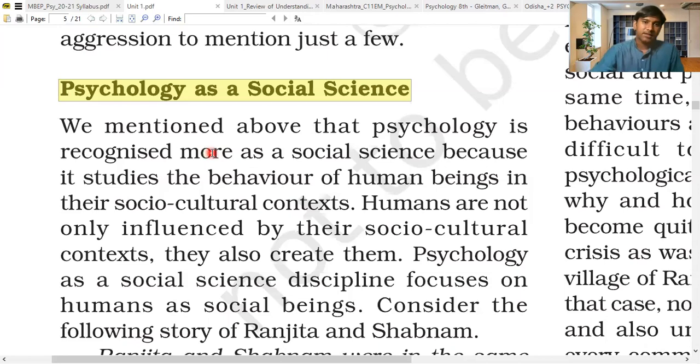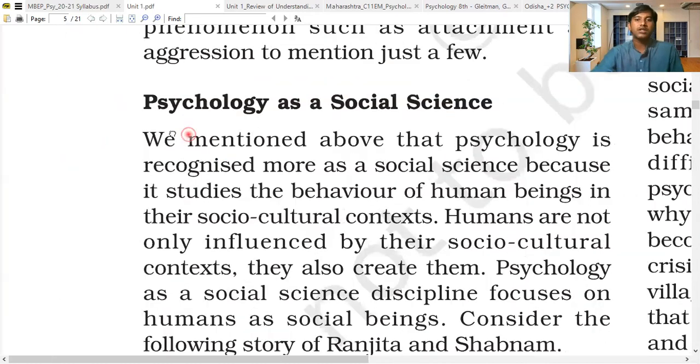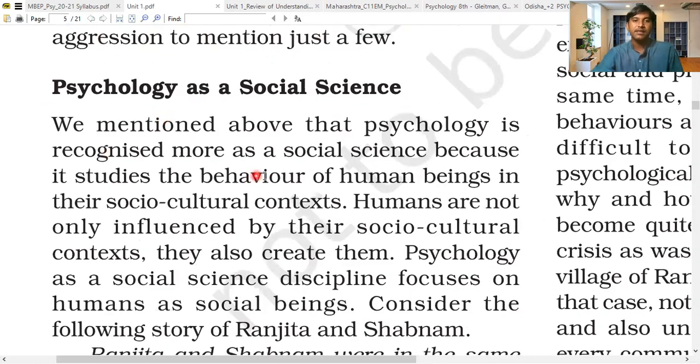Psychology as a social science. We mentioned above that psychology is recognized more as a social science because it studies the behavior of human beings in the socio-cultural context. As in the earlier minutes which we discussed, as a natural science, there is also a second phase, which is social science. We mentioned that psychology can be studied in two different phases, that is biological and social phase.